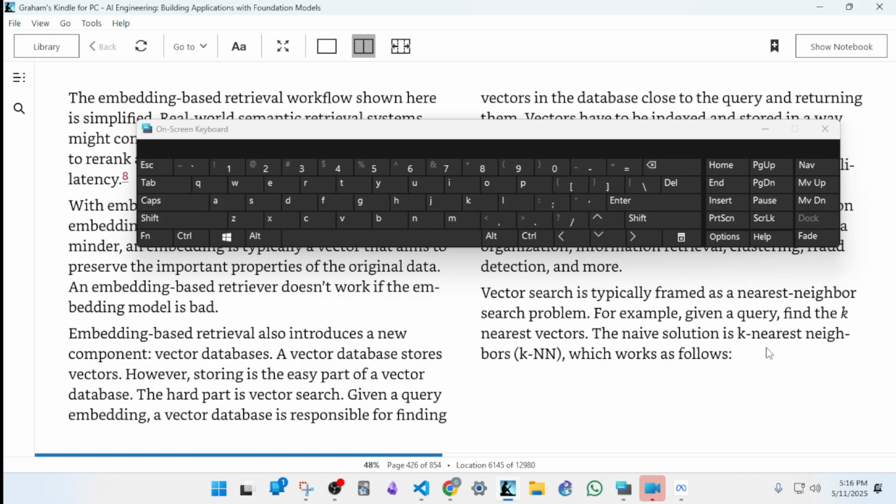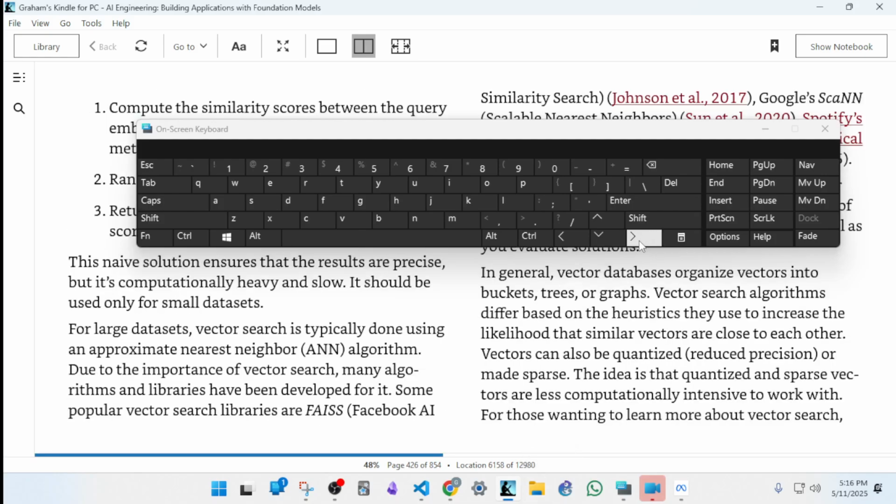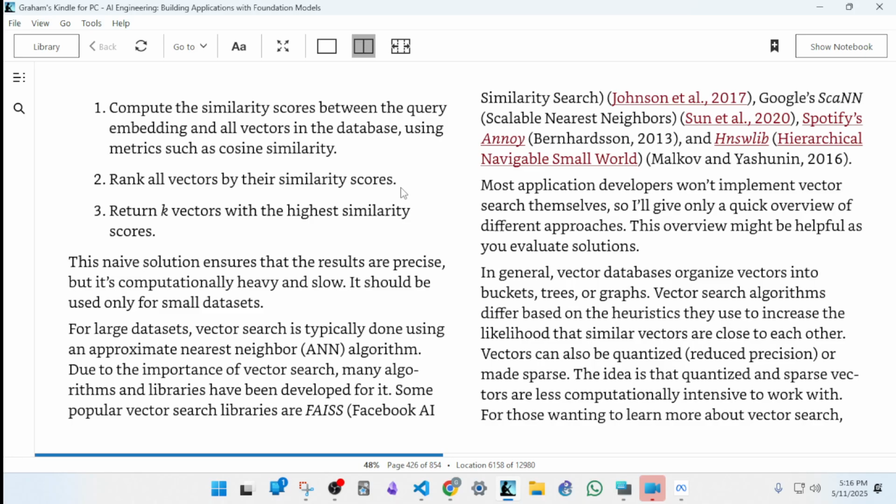Okay, so the naive solution is k-nearest neighbors, which works as follows. Number one, compute the similarity scores between the query embedding and all vectors in the database using metrics such as cosine similarity. Number two, rank all vectors by their similarity scores. Number three, return k vectors with the highest similarity scores. This naive solution ensures that the results are precise, but it's computationally heavy and slow. It should be used only for small data sets.